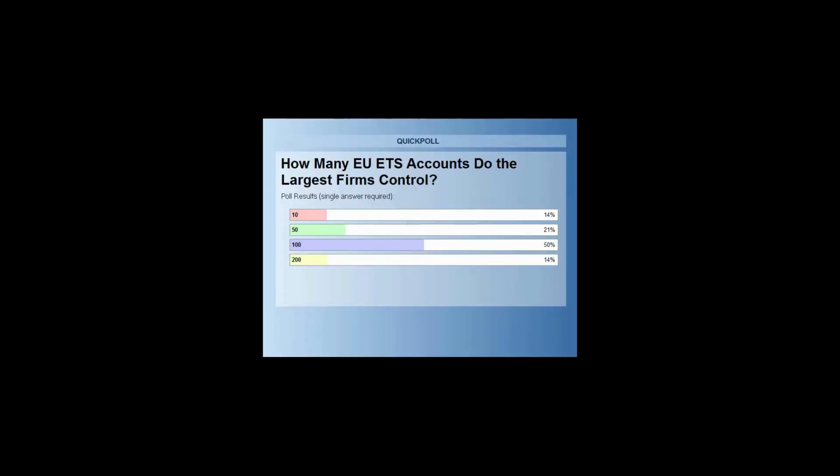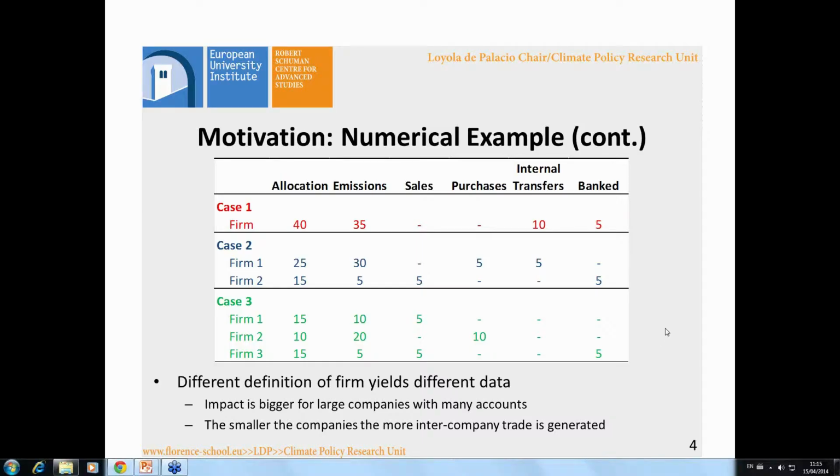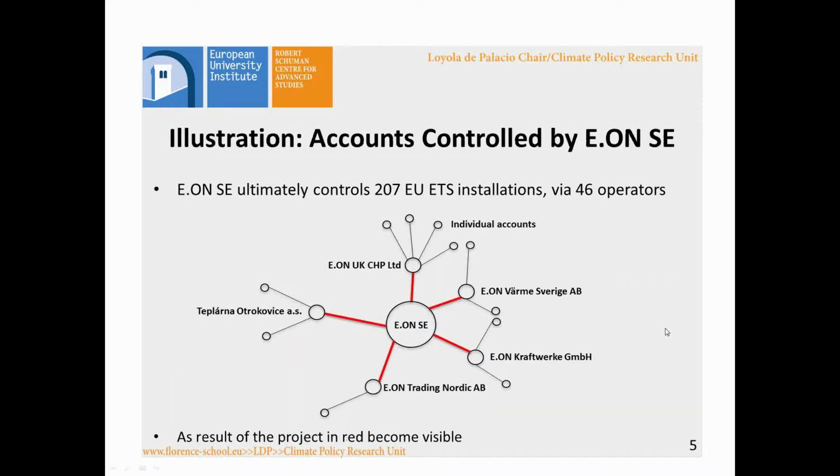So let me share the results with you. What you see is people have voted pretty evenly for options 1, 2, and 4, and we have a stronger weight on option 3. So the majority of you believes that the largest company controls about 100 accounts. In fact, it's slightly more than 200 accounts. So you can see that this is quite relevant in reality.